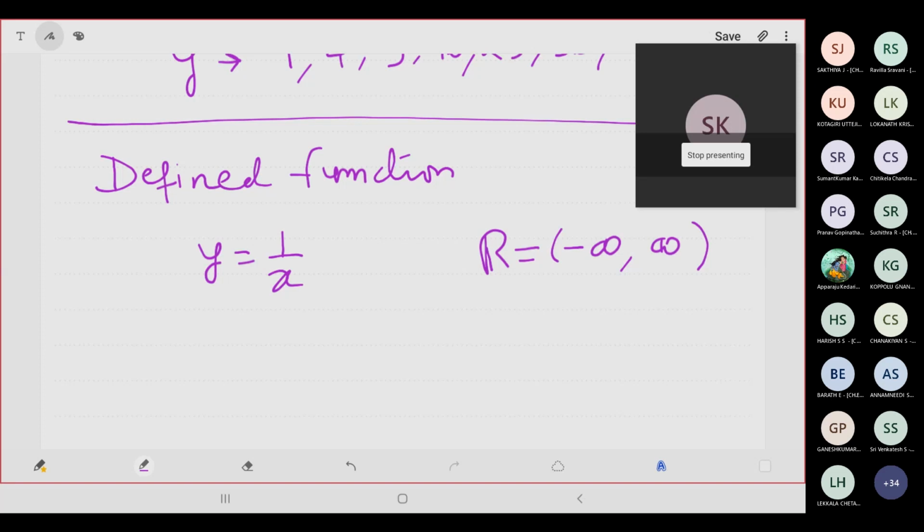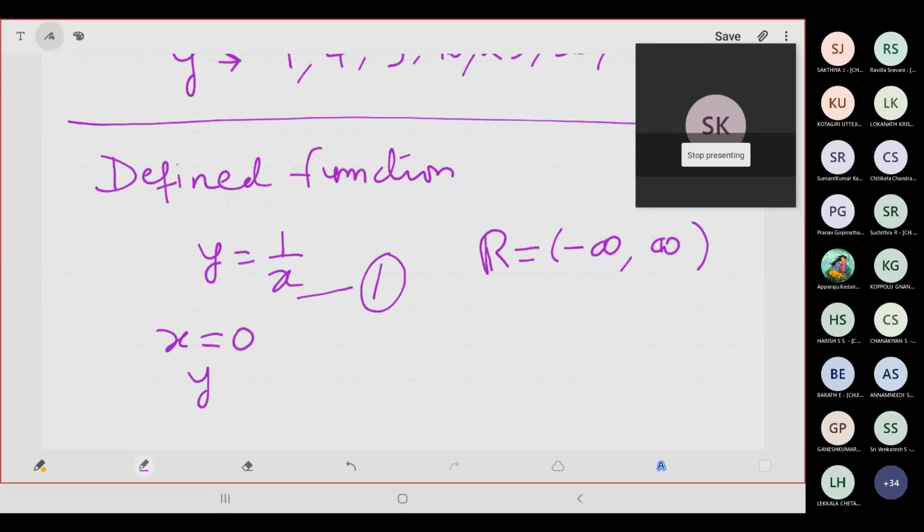What is the meaning of a defined function? That means at all the points of the real numbers, the function should be finite. So you can see that if we put x is equal to 0 in the above relation 1.